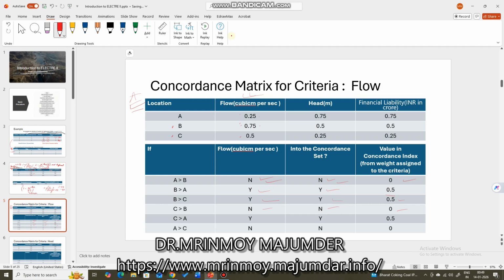Then, is C greater than A? C, 0.5, is greater than A, which is 0.25. Yes, right? So member of the concordance set, yes. The weightage of the criterion for which it becomes a member of the concordance set, that is criterion flow. Flow has a weightage of 0.5, so I can add 0.5 into the concordance index.